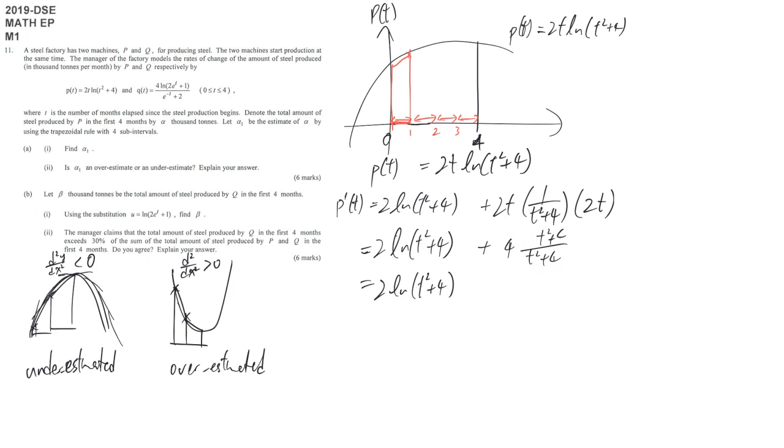So I prefer plus 4. At the same time, I have to minus 4. So t squared plus 4 together with t squared plus 4 will give you 1, and then minus 4 times of t squared plus 4.